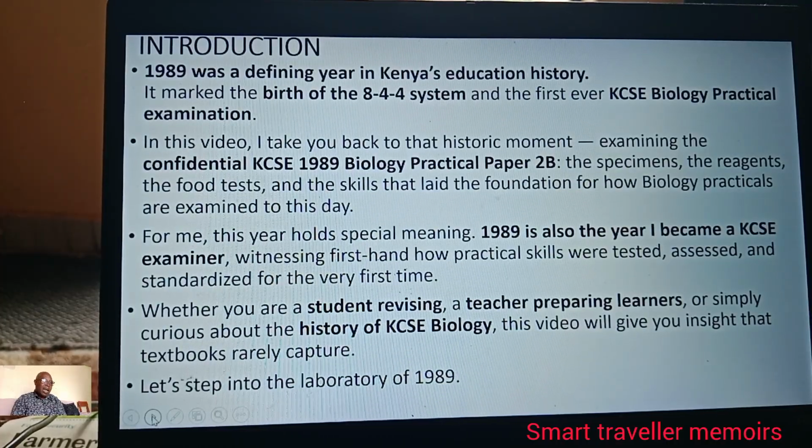Because for now, the 844 has reached Form 2, they are phasing it out, so that we start with the CBC. For me, this year holds a special meaning. 1989 is also the year I became a KCSE examiner, witnessing firsthand how practical skills were tested, assessed, and standardized for the very first time.